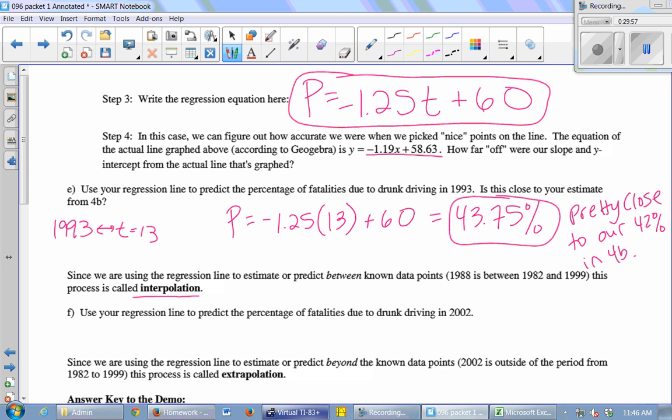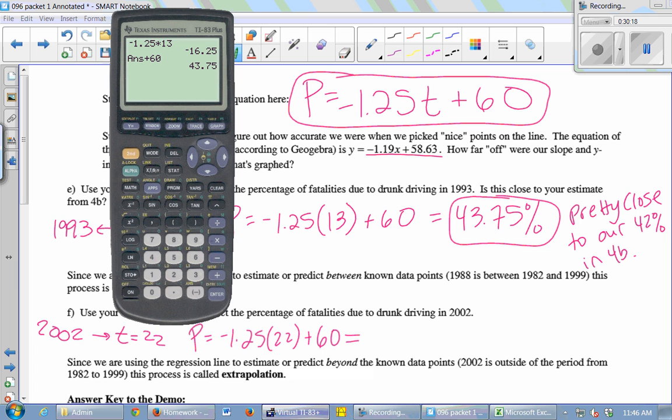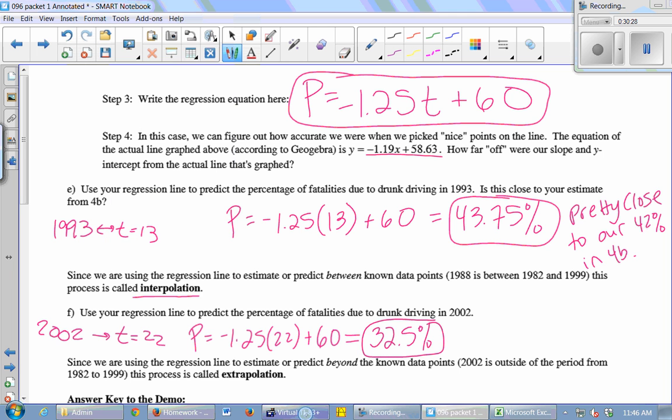If I use the regression line to predict the percentage of fatalities in 2002, I'm going to do the same thing. I have to figure out what t value 2002 corresponds to: 22 years after 1980. So I'd put a 22 into this equation. Negative 1.25 times 22 plus 60, and I get 32.5. That is expected. It's following the trend of going down over time.